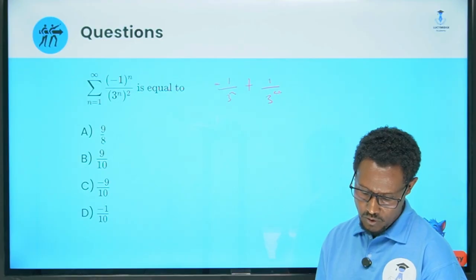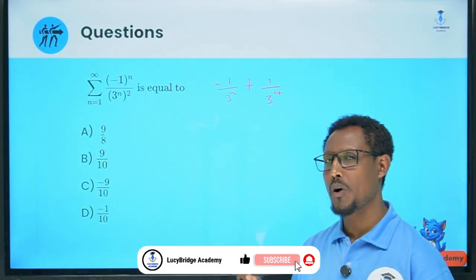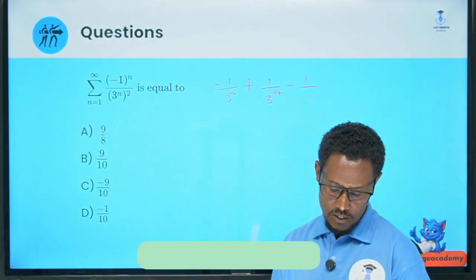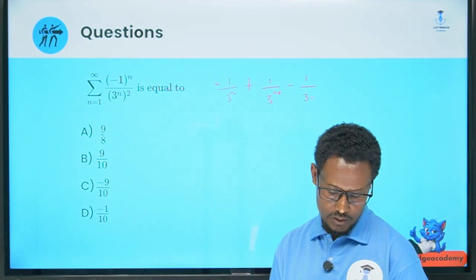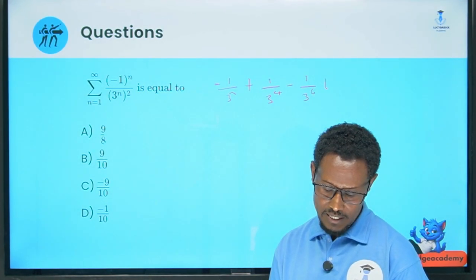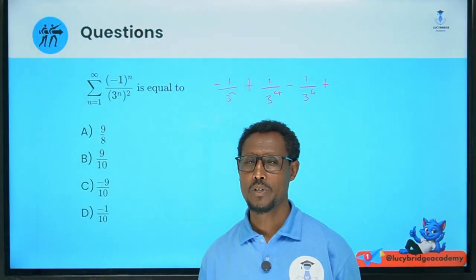3 to the power of 4. Next, when n is 3, minus 1 to the power of 3 is minus 1. It becomes minus 1 over 3 to the power of 6, since 2 times 3 is 6. Next, minus 1 to the power of n means it is a fluctuating sequence.